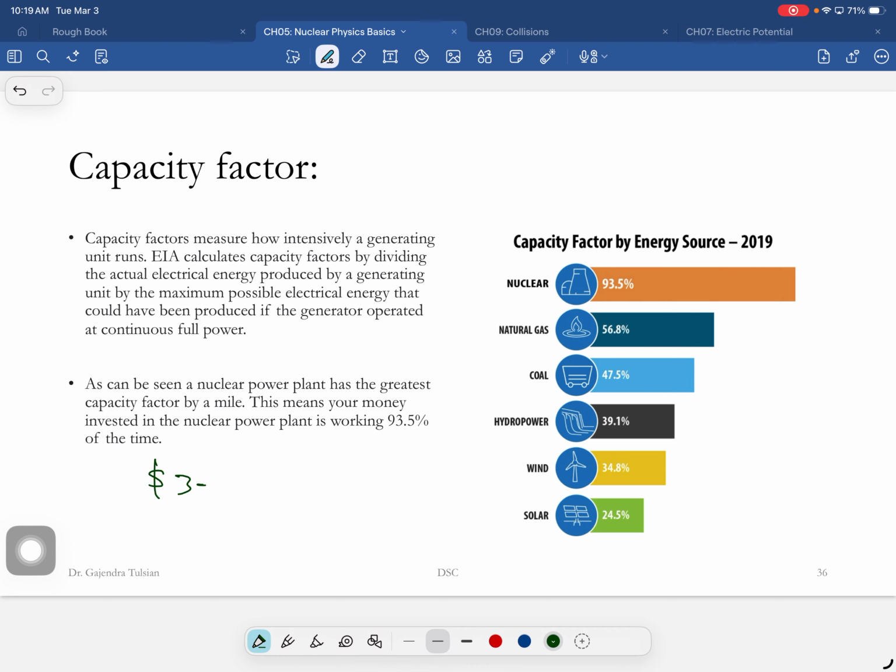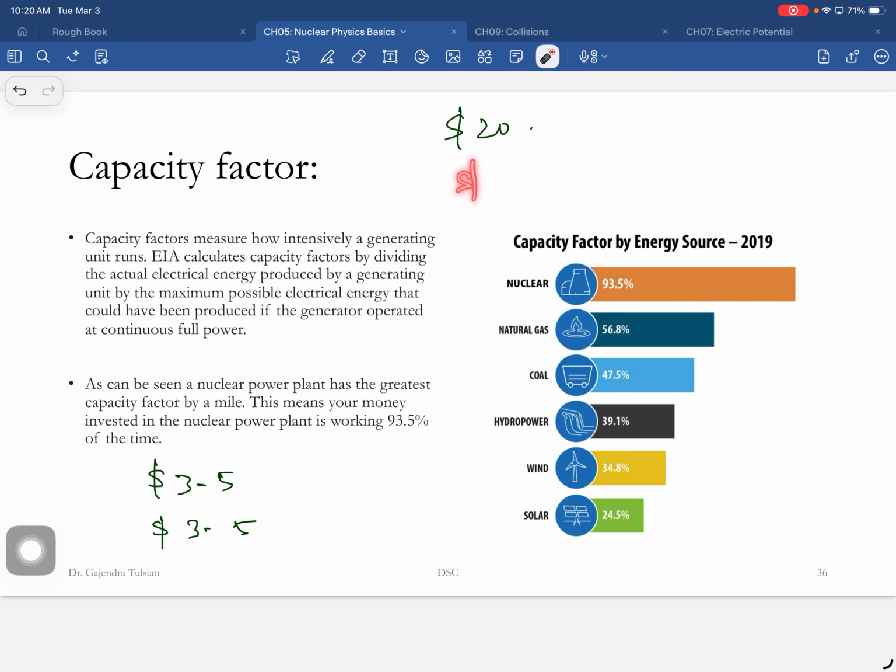Look at this, a nuclear power plant is working 100% of the time. A nuclear power plant is working all the time. Natural gas is expensive, but you need natural gas plants to turn on when the demand is at peak, and it's easy to turn on. Hydropower, why is the capacity factor low? Because you depend on rains to fill the dam.